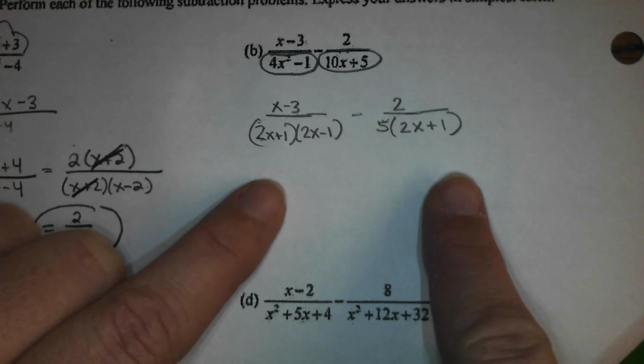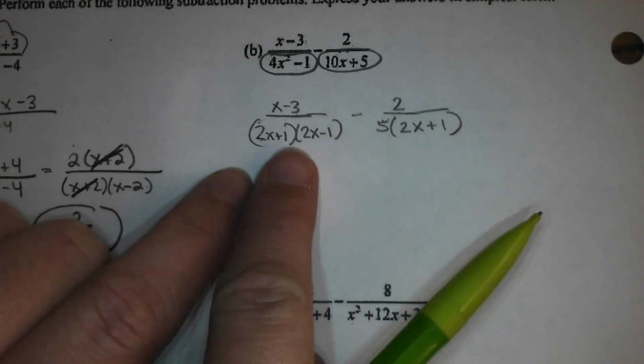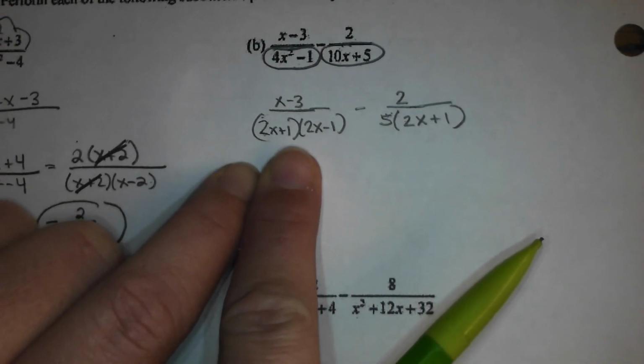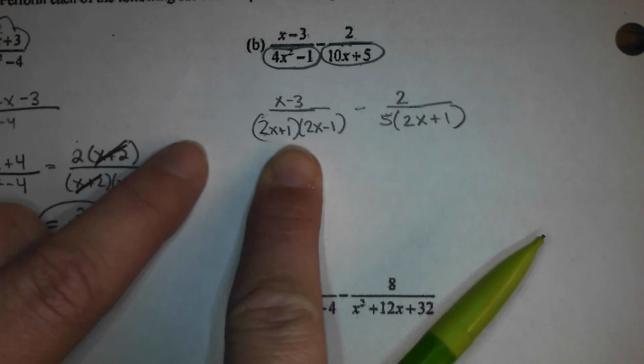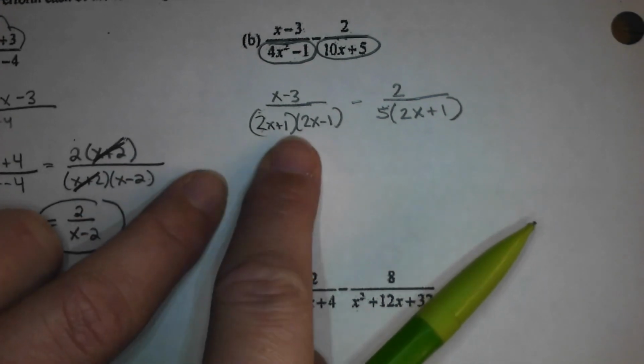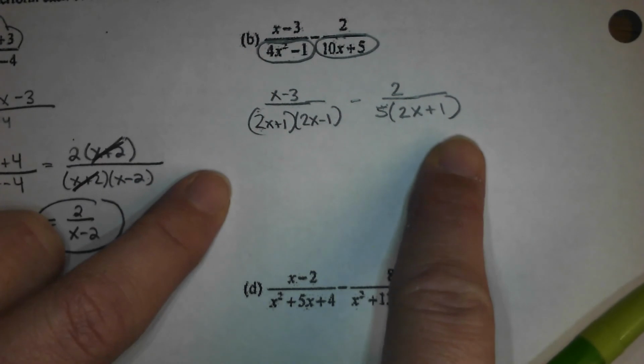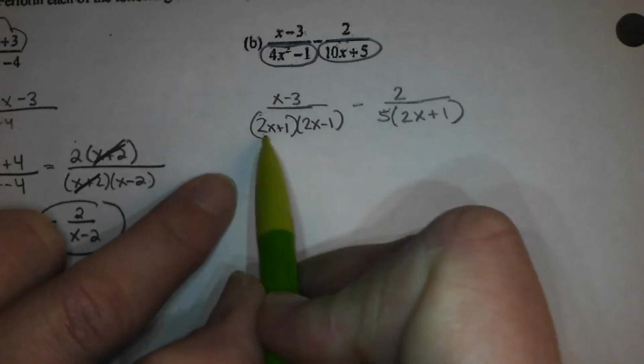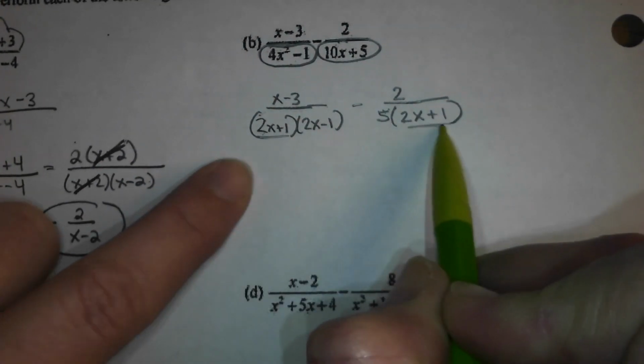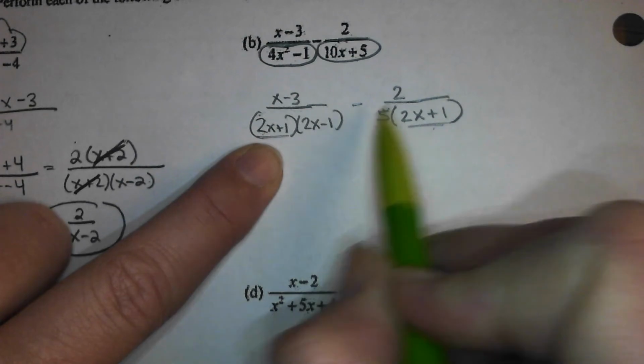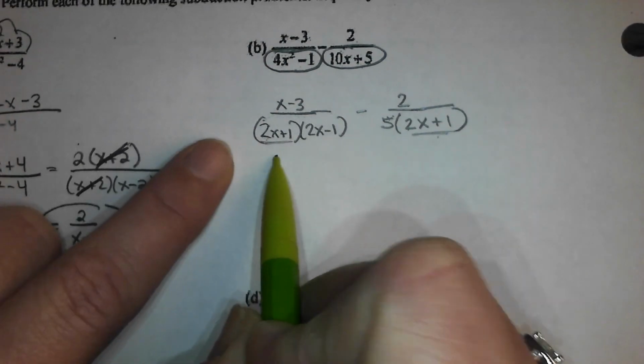The denominators. 2x plus 1. What does this one need that the other one already has? What does this one need that this one already has? Nope. They both already have the 2x plus 1. That's a wash. That's all set. What else does this one have that this one doesn't? A 5. So this one needs a 5 and a 5.